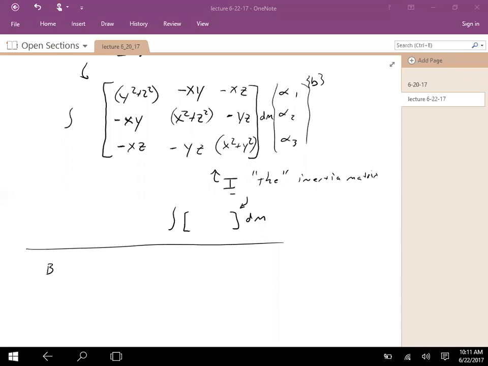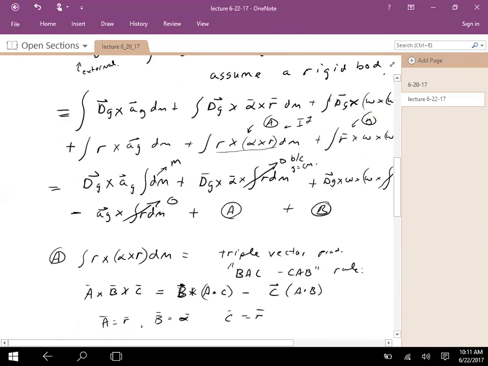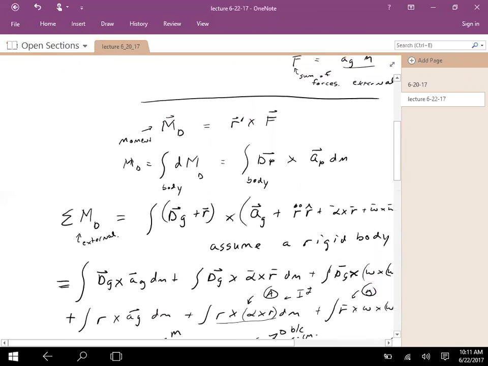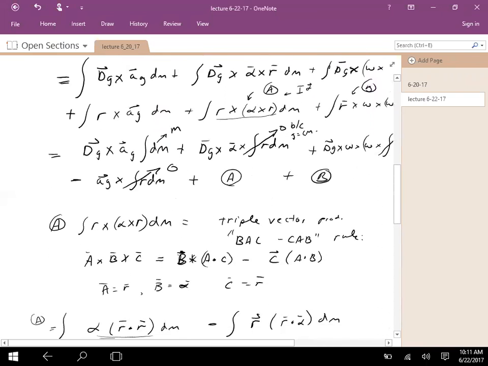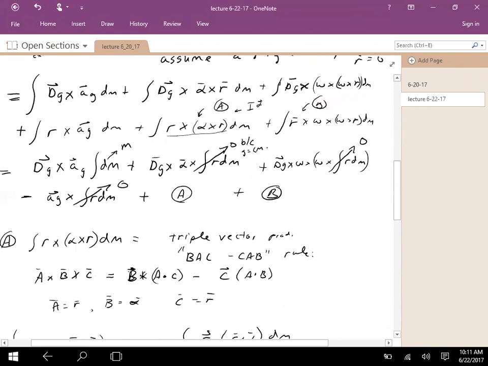We're continuing our lecture. We're deriving Euler's rotational equations, what we're going to call that when we're done. We now need to deal with the term we call B. B was this integral of R cross omega cross R.